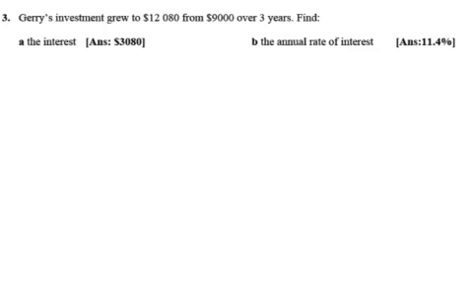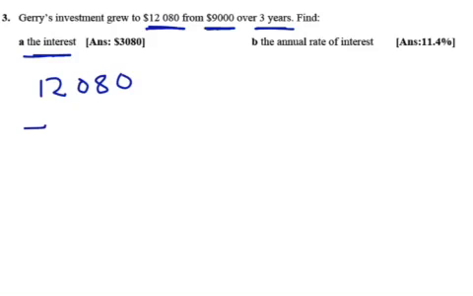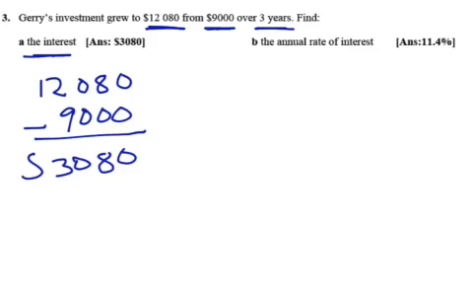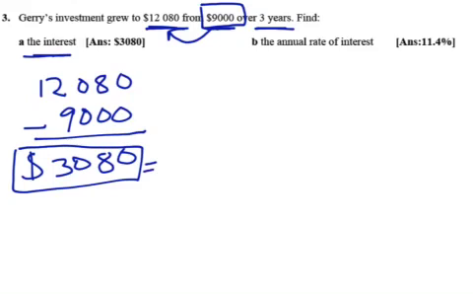Okay, last question. Jerry's investment grew to $12,080 from $9,000 over 3 years. Find the interest. Well, all I've got to do here is take the amount that Jerry has in his account. If I take away the $9,000, that tells me that he earned $3,080 interest from his $9,000 investment. So he started with the $9,000, ended up with the $12,080.